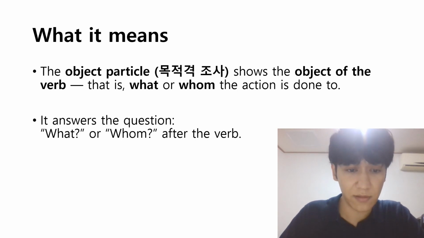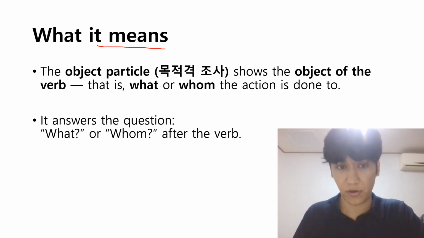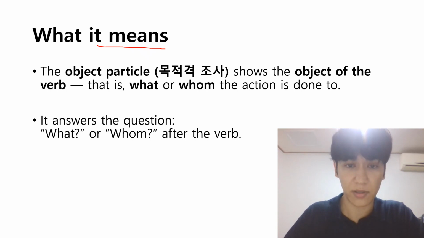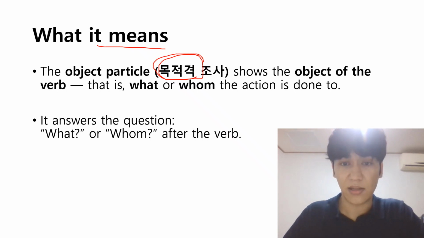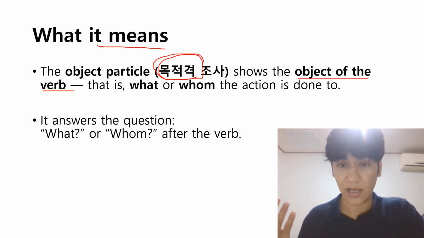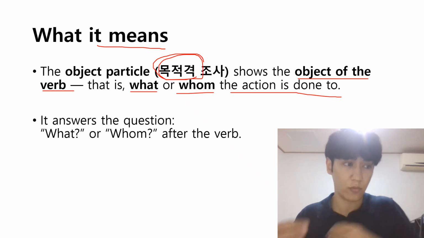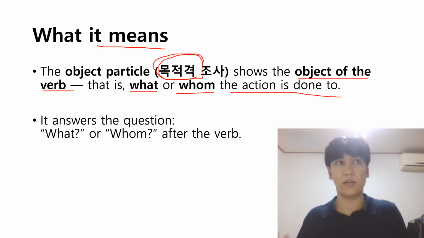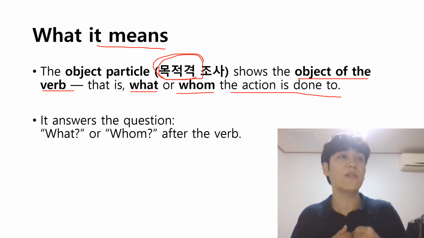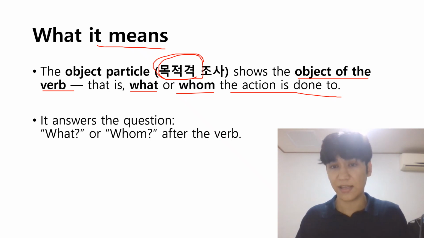So first of all, let's look at what it means, object particle, right? So object particle, it can also be called in Korean 목적격 조사. It shows the object of the verb. So when we have an object in a sentence, we need to add a certain particle to that object. And the object is what or whom the action is done to. So the person or any kind of thing that receives a certain type of action. So that is the object, right?